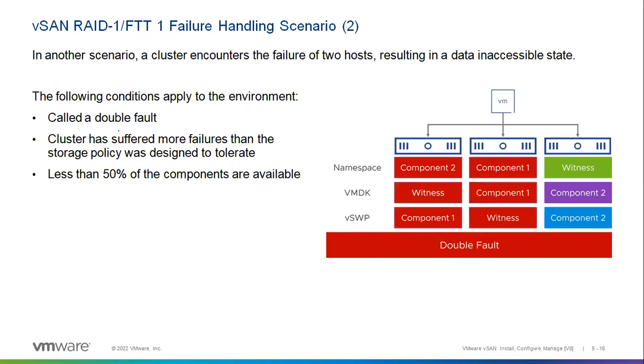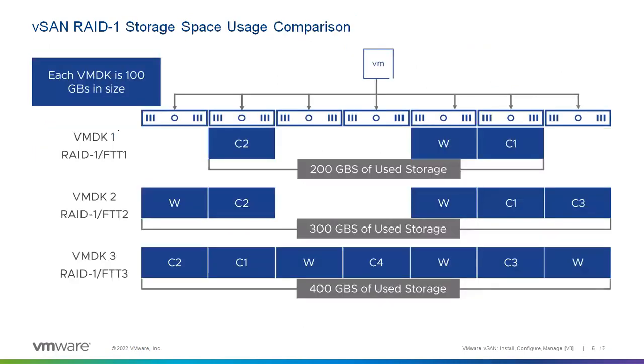Okay, so these slides try to explain the same thing I was just telling you. FTT2, VMDK, RAID 1. When you create FTT1, you get C1, C2, and a witness. When you create FTT2, then you will see C1, C2, C3, 2 witnesses, and my capacity is 3 times. FTT3: components C1, C2, C3, C4, then 3 witnesses.